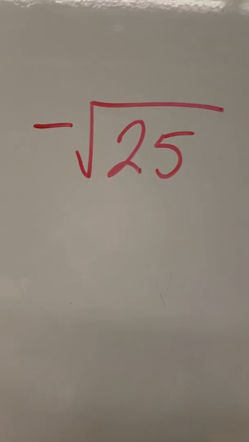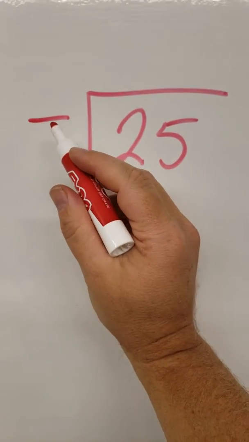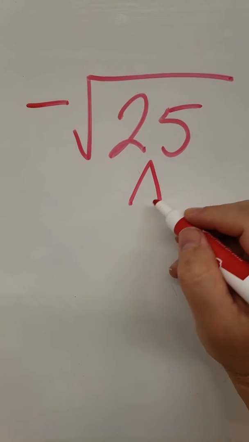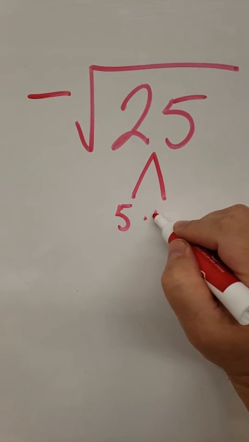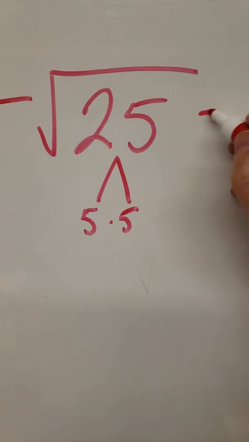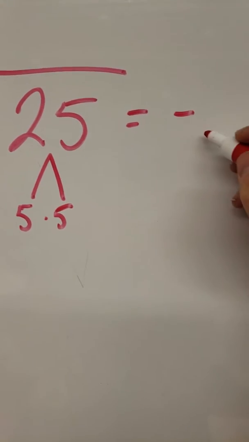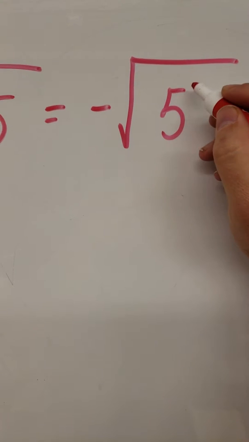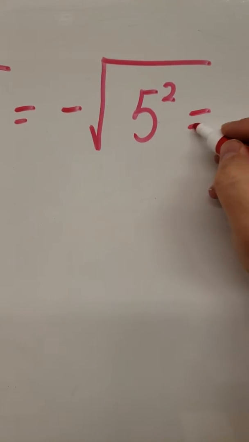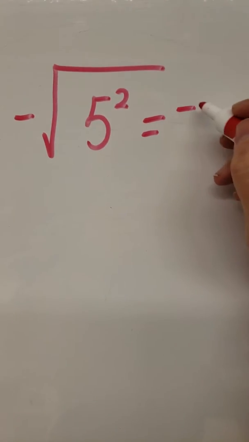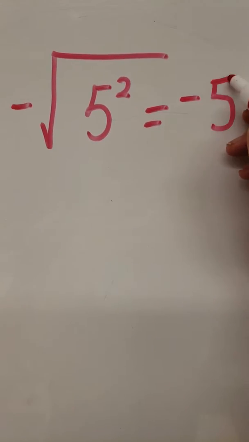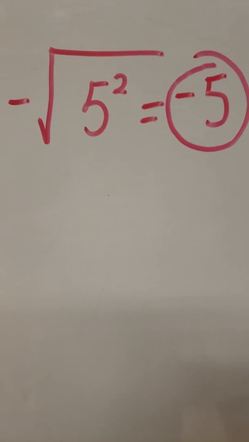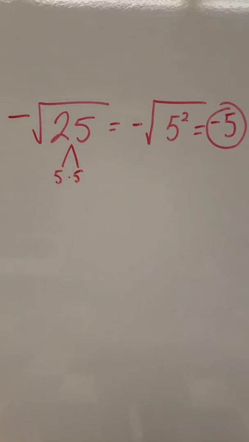So this one is pretty similar, except we see that there's a negative sign outside here. So the matching number that multiplies to make 25 is 5 times 5, which means that I'm doing the negative square root of 5 squared, which is equal to negative 5. So it's the same exact type of problem as the last one. It's just that there was a negative on the outside, which means that the answer is negative as well.